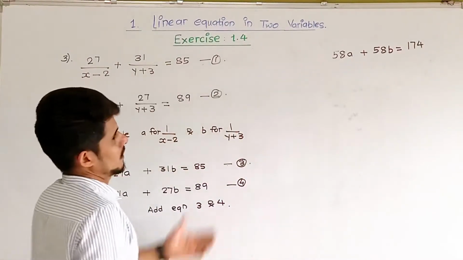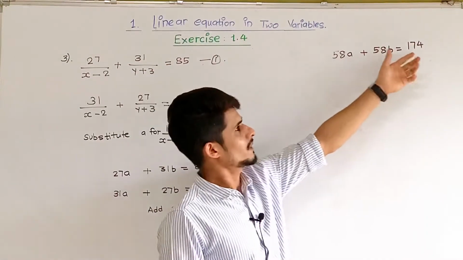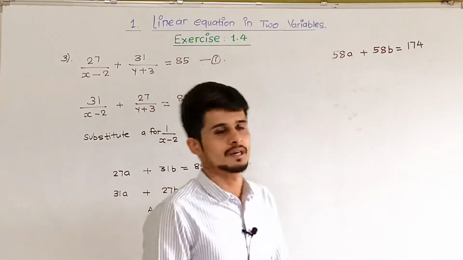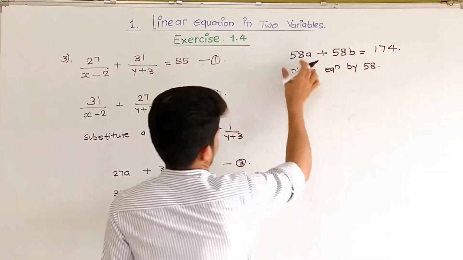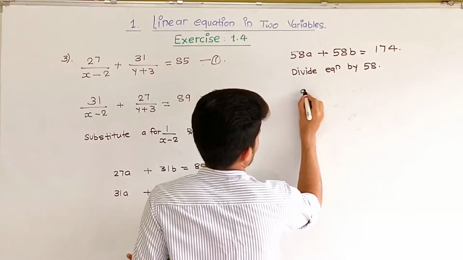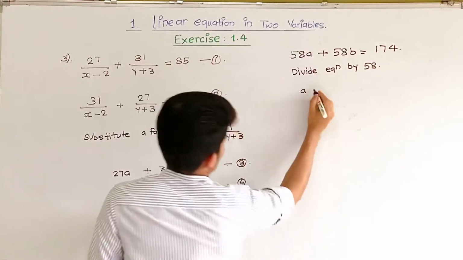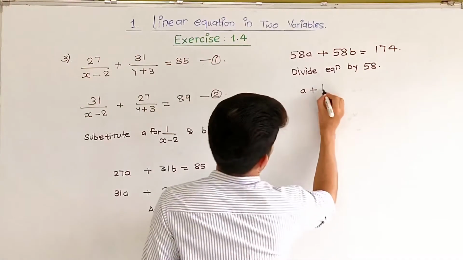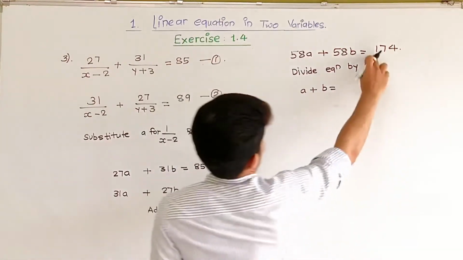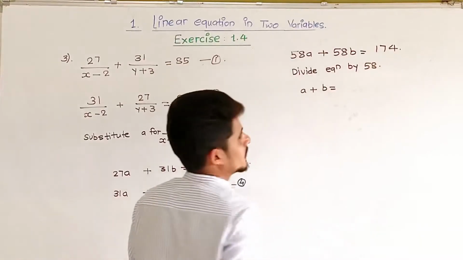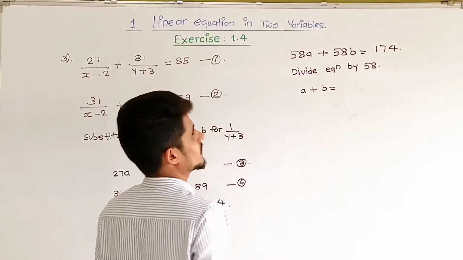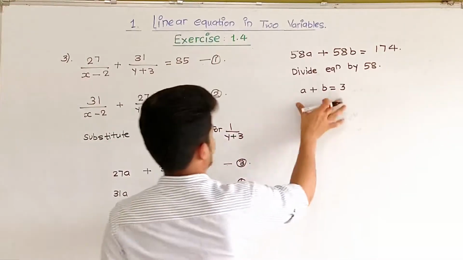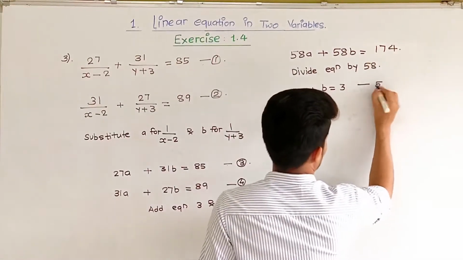So now we'll divide this equation by 58 because 58 is a common multiple. Divide the equation by 58. So 58 by 58 is 1, that is a, plus similarly 58 by 58 is 1, that is b, is equals to 174 divided by 58. 58 ones are 58, 58 threes are 174. So this is equation 5.